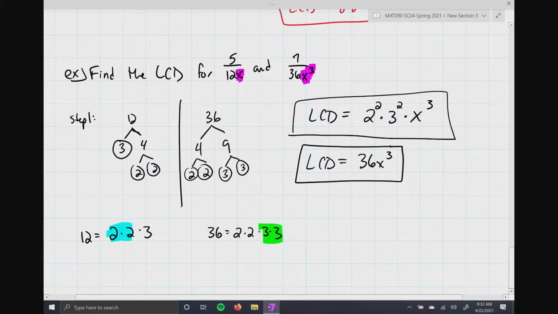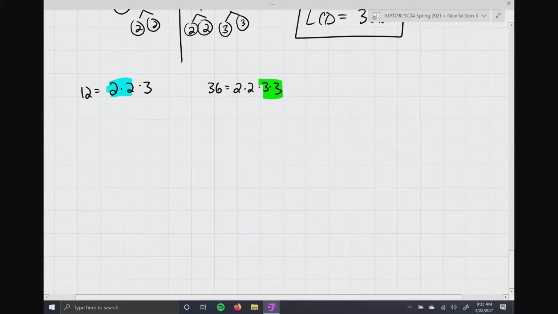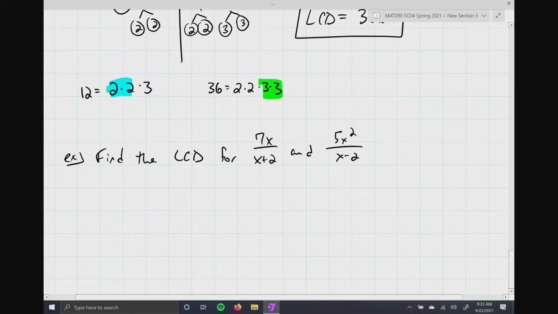Does that make sense, everyone? All right. Now the question becomes this. How do we find the LCD for 7x over x plus 2 and 5x squared over x minus 2? Well, the process is the exact same. Nothing changes. Step 1, you need to completely factor the denominators. That's what you've got to do.